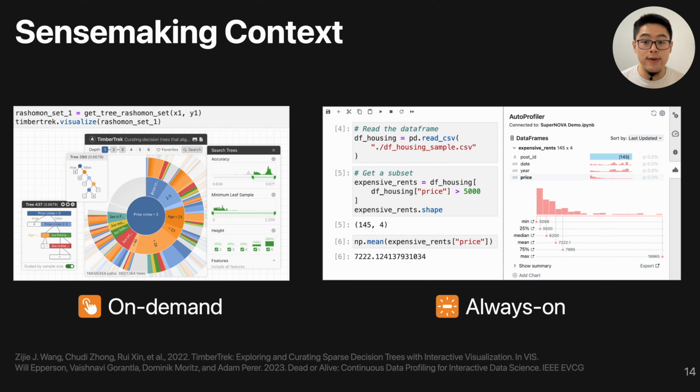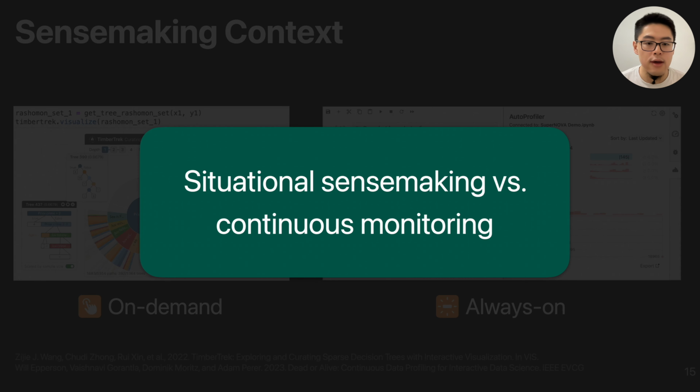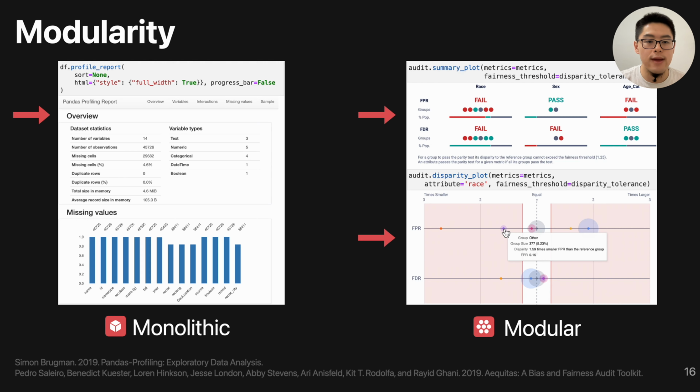Regarding the sense-making context, we see two different display styles, on-demand and always-on. For the on-demand style, we see the visualization right below the code cell, so they will scroll with the user's notebook. However, with always-on visualization display, they will be displayed maybe on the side or on the bottom of the notebook, so you can always see them. So designers can think about situational sense-making versus continuous monitoring when choosing their display styles.